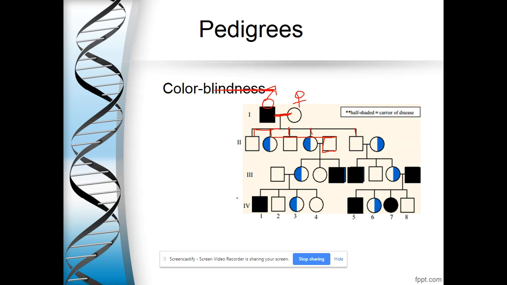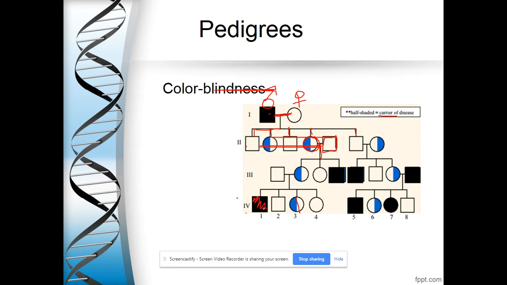Here's an individual that came in from another family and made babies with that individual. So you can just see generation 1, 2, 3 for the parent generation, and all of the subsequent generations. Individuals that are shaded have the disorder. Individuals that are half shaded, as it says up here, are carriers.